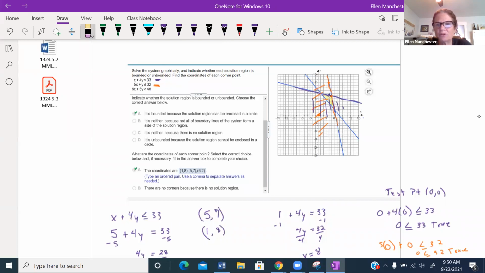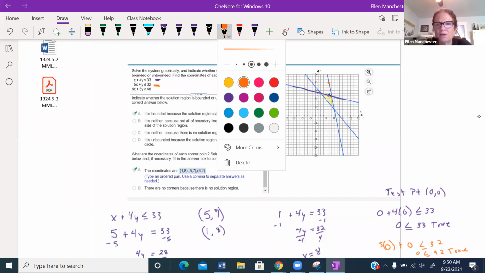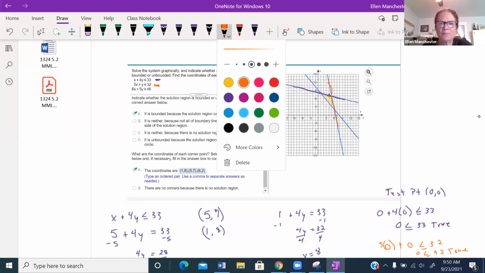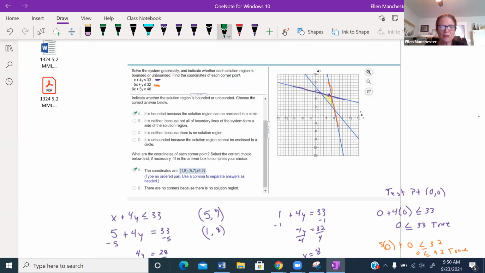So again, I'm going to erase the shading. And then I have to put my lines back in. So there's the purple. And here is the orange, the second one. Okay, so now I'm going to pick a new color. We'll do light blue or green on this one. Okay, so the green one is my third one.